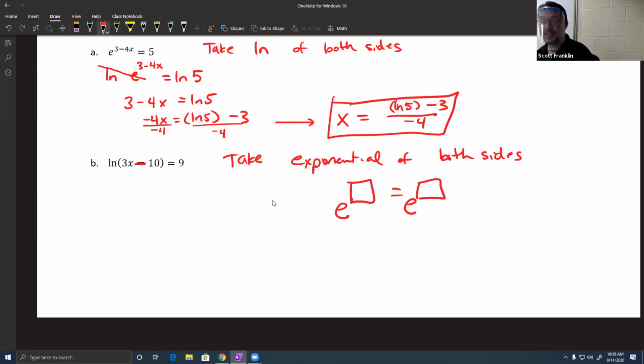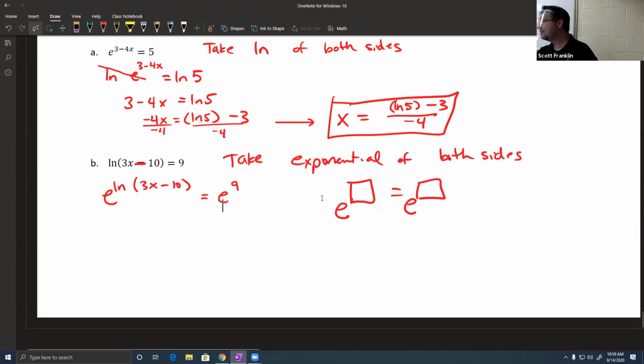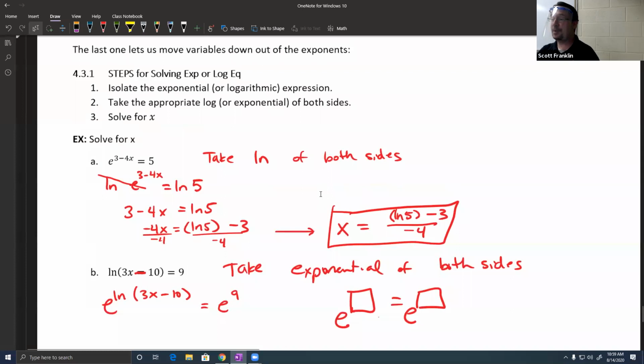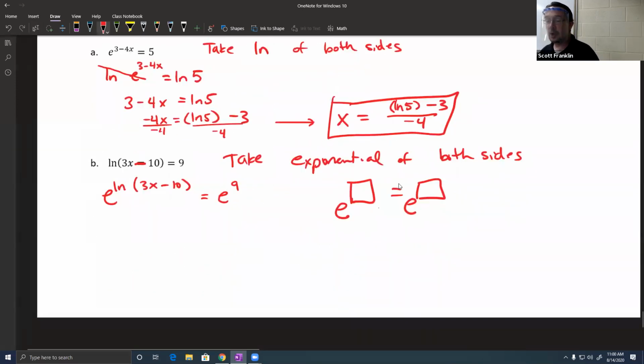So I'm going to write the left-hand side as e to the natural log of 3x minus 10, and the right-hand side as e to the 9th. That's what it means to take the exponential of both sides. By the way, the nice thing about these two problems is I already did step one. Step one was to isolate the exponential or logarithmic expression. It's already by itself, so I didn't have to do anything there. And so what does e to the natural log do? Cancel. You have 3x minus 10 equals e to the 9th.